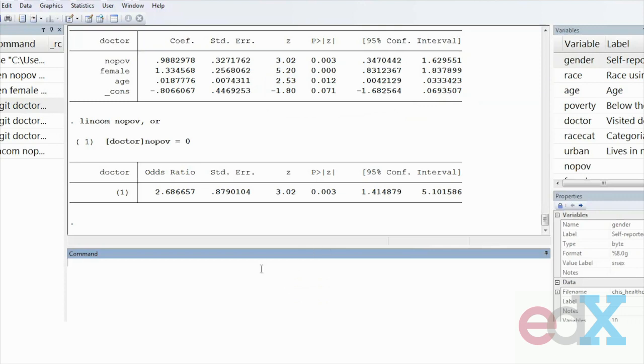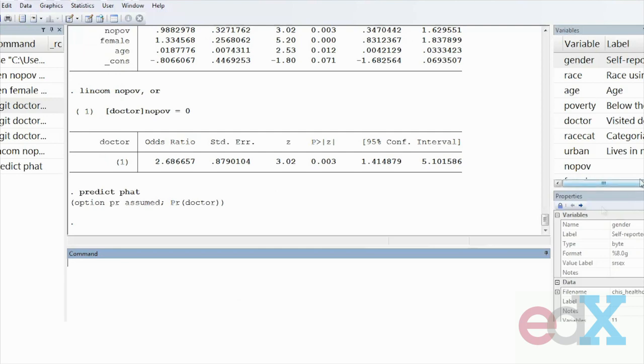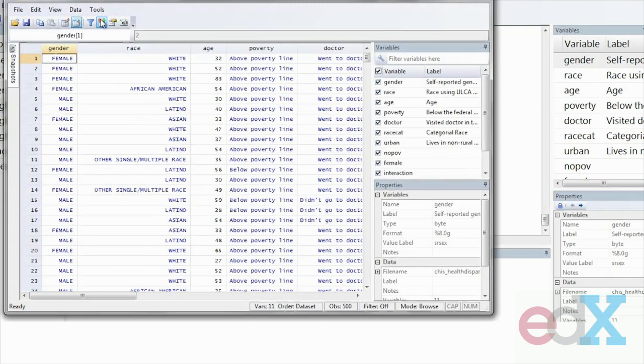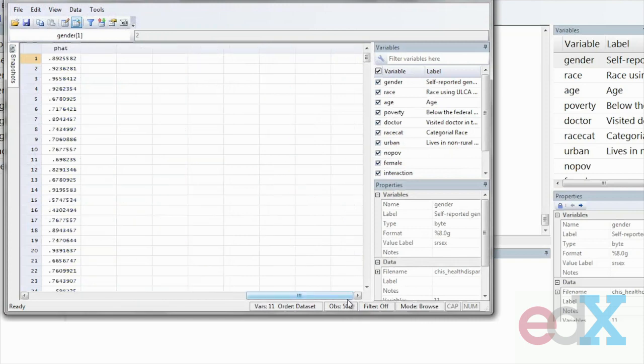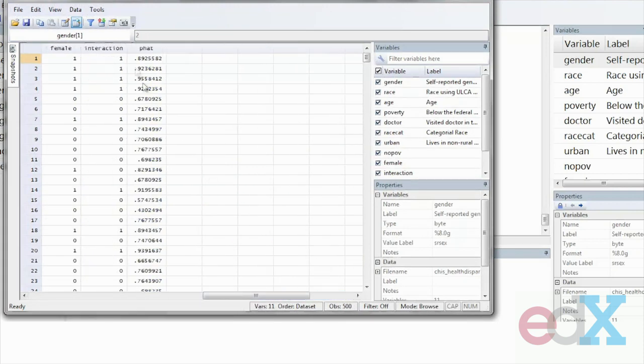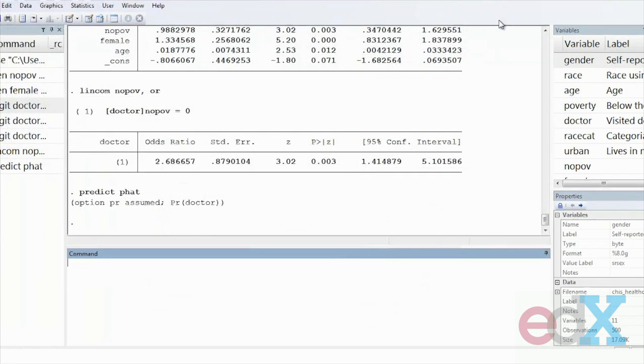To find the predicted probability of visiting the doctor for everyone in our data set, we can again use the predict command. This is the same as we saw in the previous tutorial. We just type in predict p-hat. If I go to my data browser, I see that I now have this p-hat covariate that varies for everyone in the population. It varies by gender, it varies by age, and it should vary by poverty status. So I have these predicted probabilities for everyone in the data set.